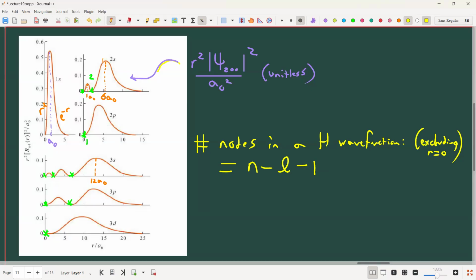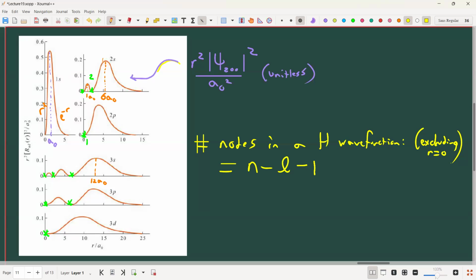So this has 0 nodes, this has 1 node, this has 0 nodes. For the 1s orbital, n is 1, L is 0, so you have 1 minus 0 minus 1, that's 0 nodes. 2s has 1 node: 2 minus 0 minus 1 is 1. 2p has 0 nodes: 2 minus 1 minus 1 is 0, and so on and so forth.